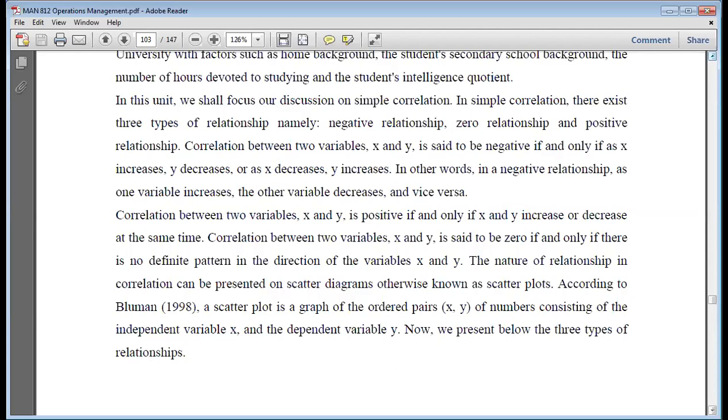Then negative relationship means that if the X variable is increasing, the Y variable will be decreasing. And zero relationship means that the two have no pattern of direction. That is, if you are putting it in a graph, that one normally has a scattered diagram because it doesn't have direction. When you have zero relationship, there is no direction.